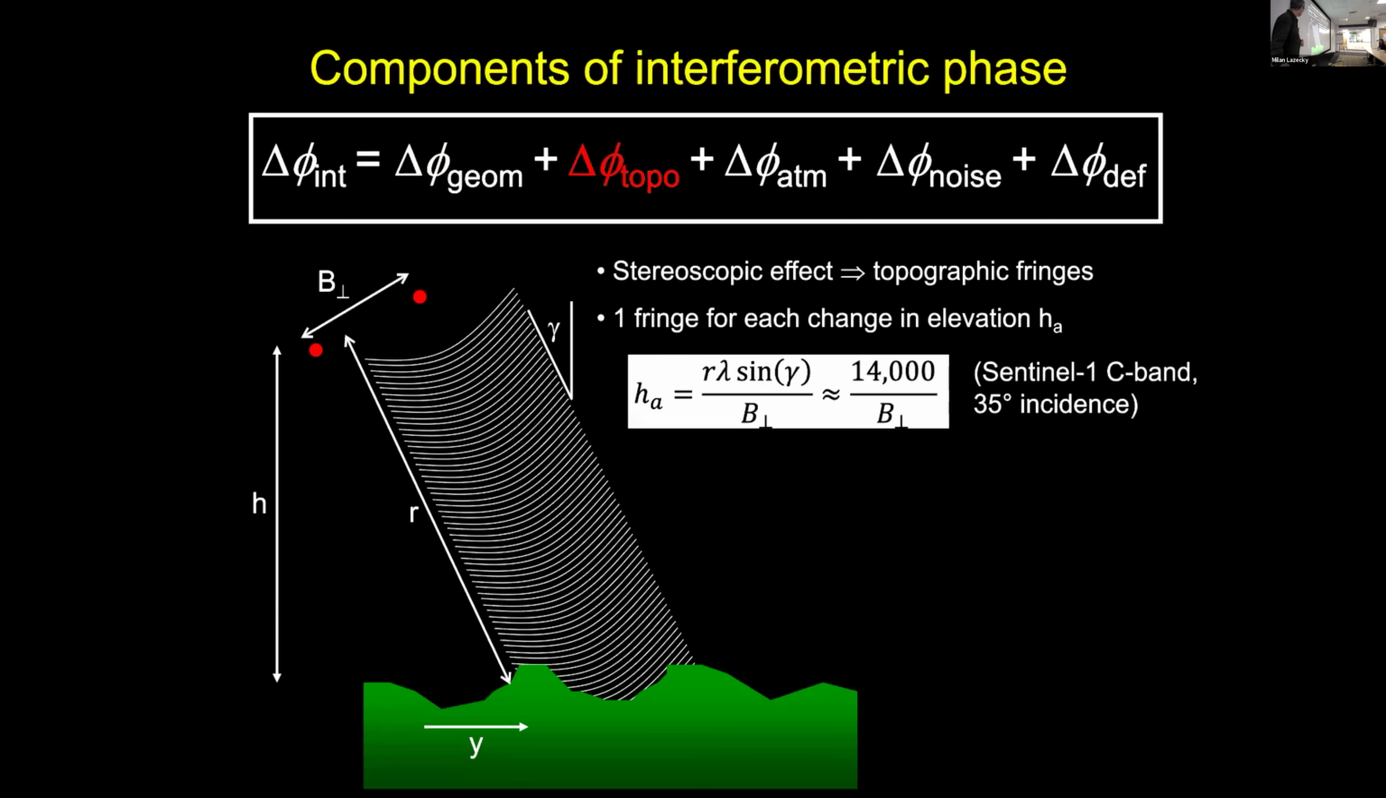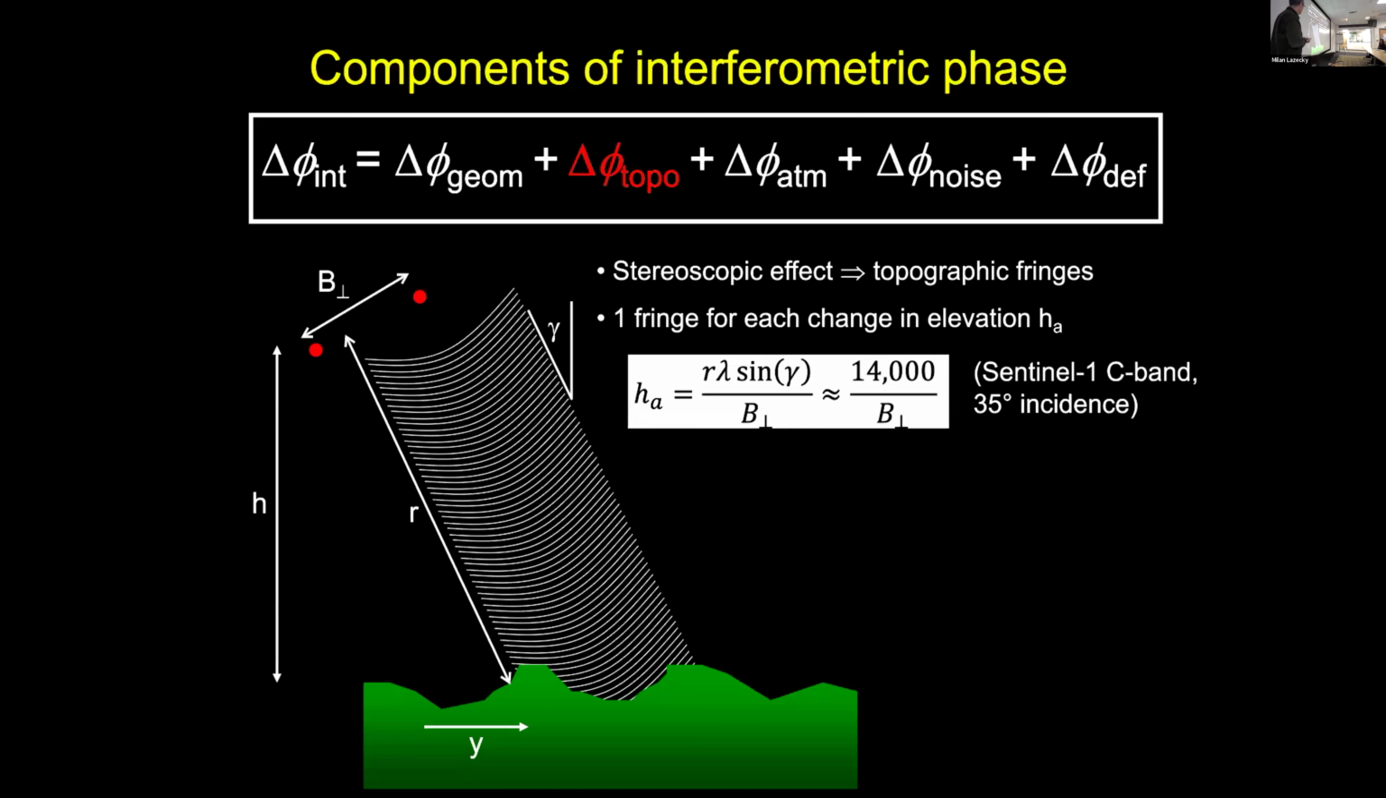Okay, so that's it, fairly easy. The other one that's relatively straightforward is topography. Essentially, because the Earth isn't flat or a perfect ellipsoid, you get interference fringes just because of that topography, a bit like a stereoscopic effect in your eyes.